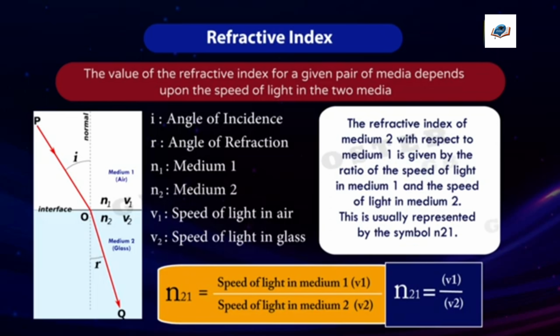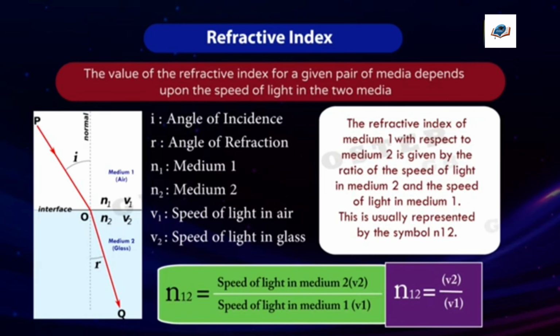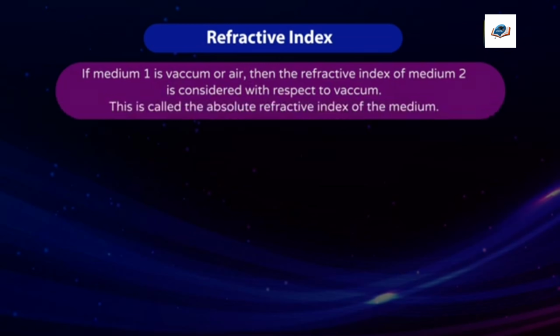The refractive index of medium 1 with respect to medium 2 is represented as n12. It is given as n12 equal to speed of light in medium 2 by speed of light in medium 1, that means v2 by v1. If medium 1 is vacuum or air, then the refractive index of medium 2 is considered with respect to vacuum. This is called the absolute refractive index of the medium. It is simply represented as n2.